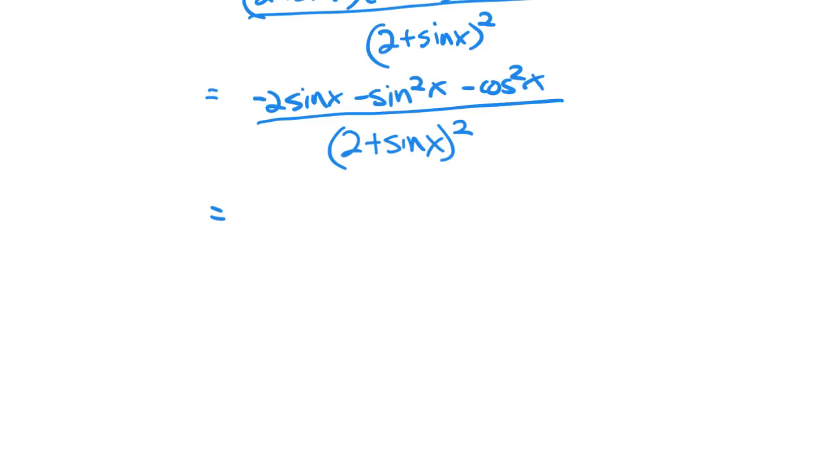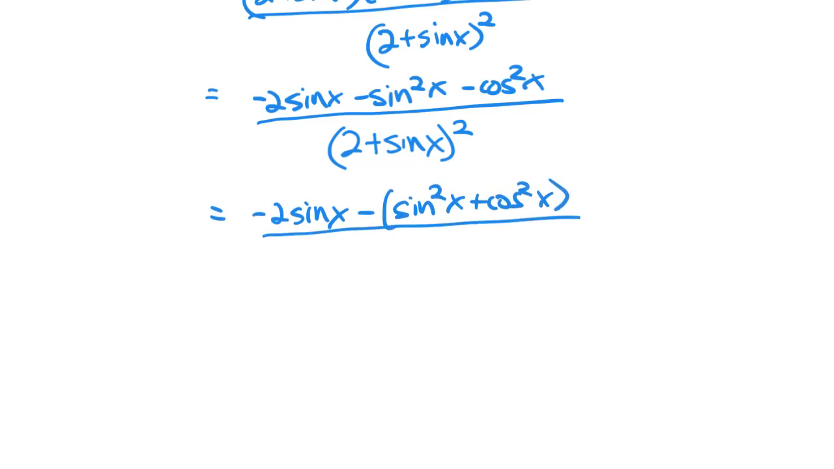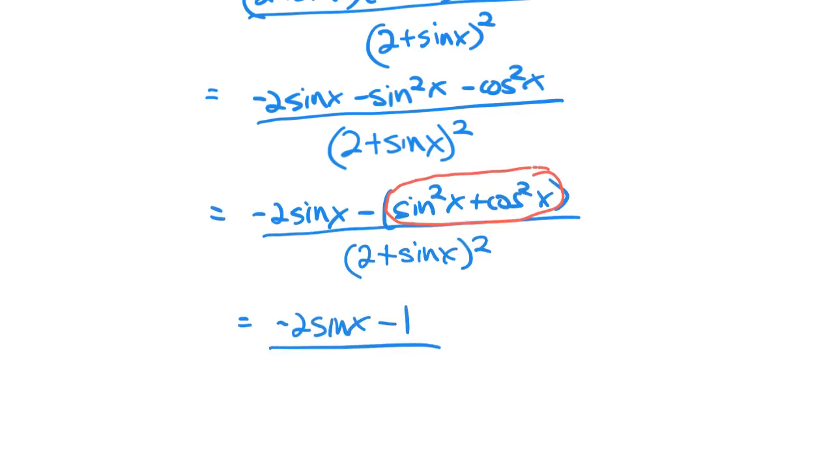And then, we can do something here. I know some of you see this. If we pull out a negative, we're going to get sine squared x plus cosine squared x over 2 plus sine of x squared. And I'm sure you recognize this Pythagorean identity as being 1. So this is equal to -2 sine of x minus 1 all over 2 plus sine of x squared.